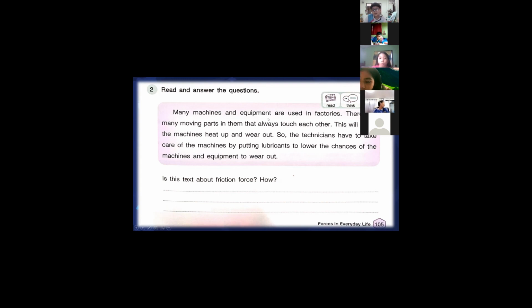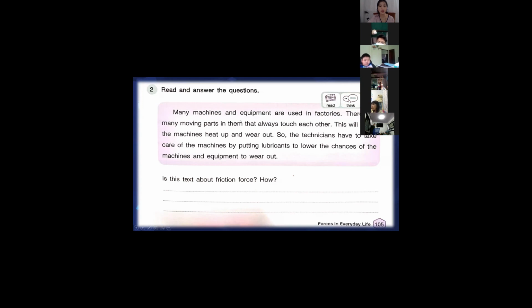Now I repeat. Many machines and equipment are used in factories. There are many moving parts in them that always touch each other. This will make the machines heat up and wear out. So, the technicians have to take care of the machines by putting lubricants, meaning oil, to lower the chances of the machines and equipment to wear out. The question is, class, is this text about friction force? Yes or no?